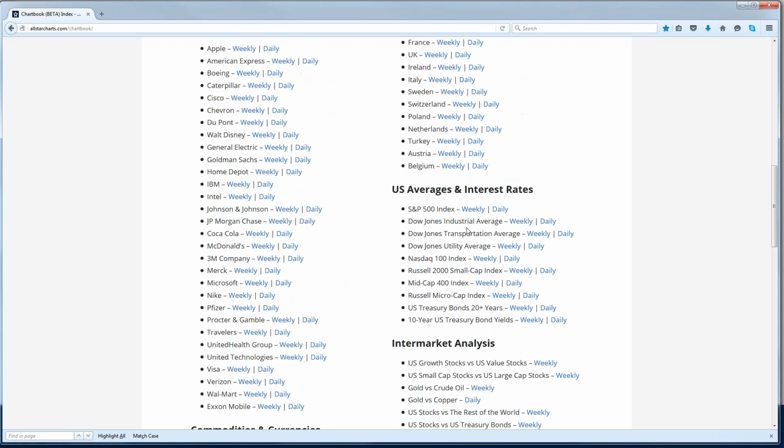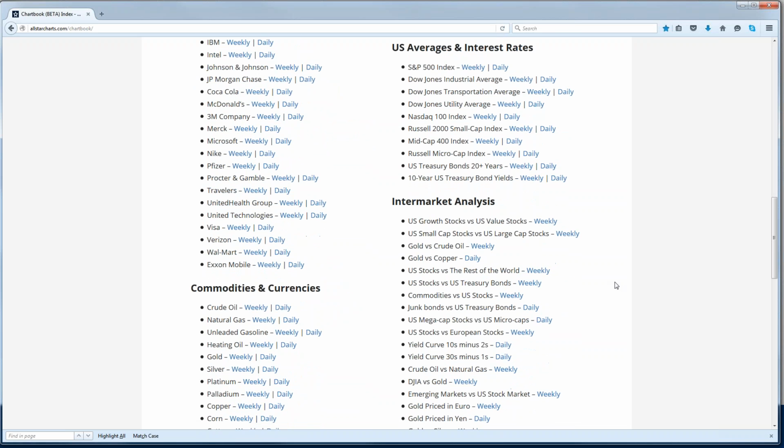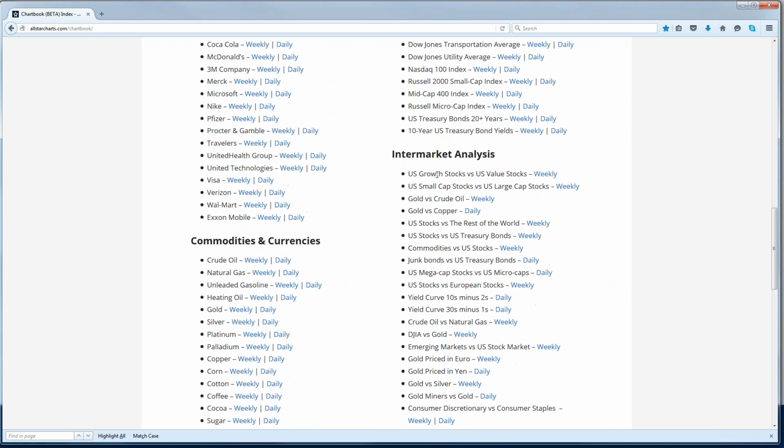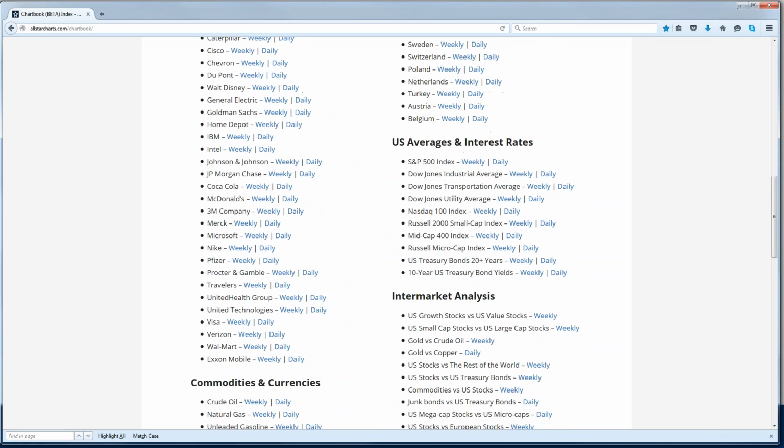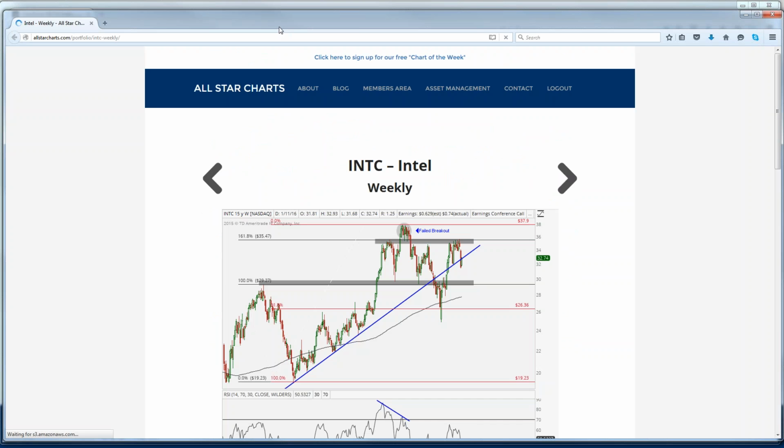And then, obviously the major averages, S&P, Dow, that's a no-brainer, got to have that. And then what I think is the coolest thing is really the intermarket stuff, guys. Everything from U.S. growth stocks to value, and we'll look at those in a minute. But one of you guys is asking me about Intel. I know they just reported. What we can do is kind of just go to the chart book, look at Intel right off the bat.